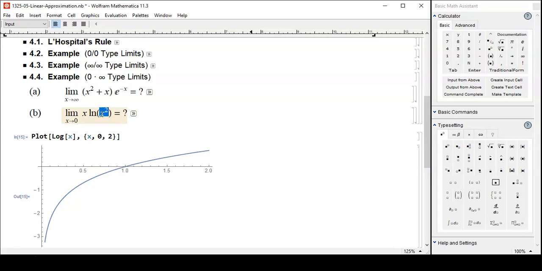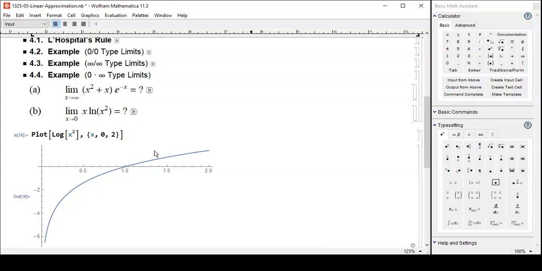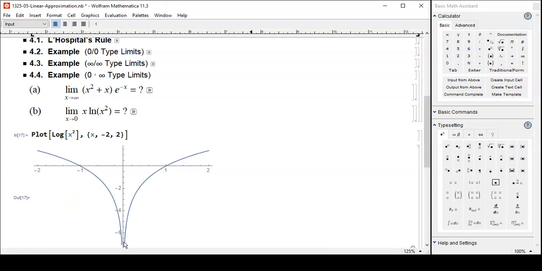But it's okay because we have log of x squared. So the inside is always positive. Well, shall I show you log of x squared? Oh, okay, this time negative 2 to 2. Either way, going down to negative infinity.